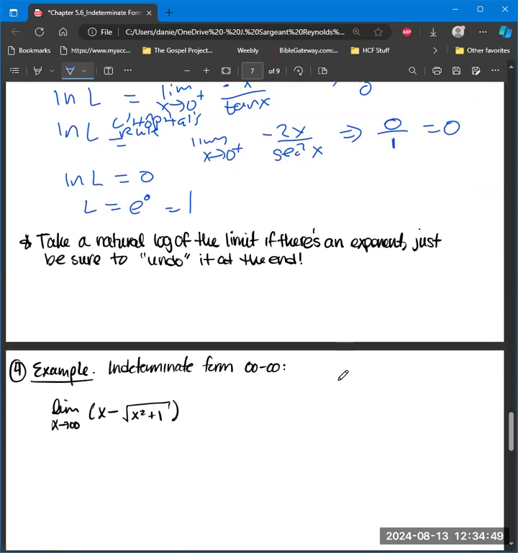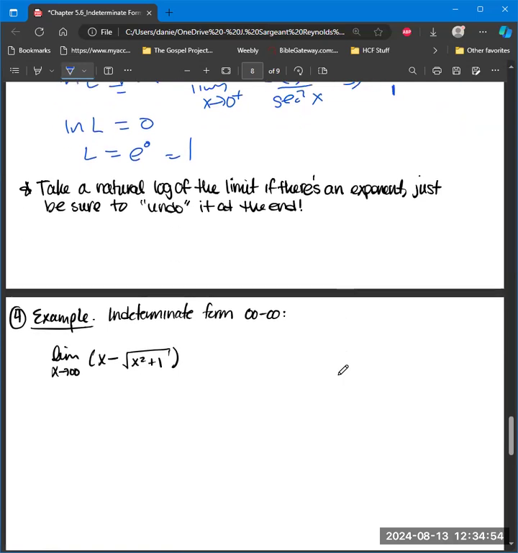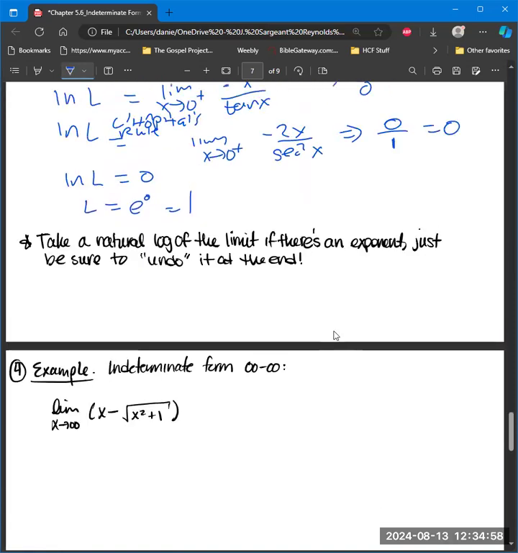So we may need to take a natural log of the limit if there's an exponent, and then be sure to undo it at the end. It's very important to not just solve for ln of L, but to remember to go back and solve for L. So that means the limit as x approaches 0 from the right of sine of x to the x, which was this 0 to the 0 here, is actually equal to 1.